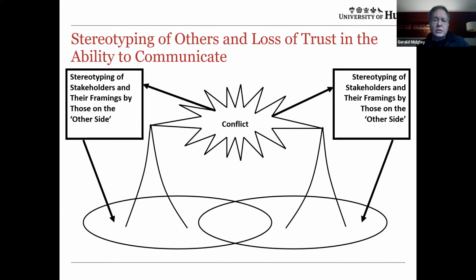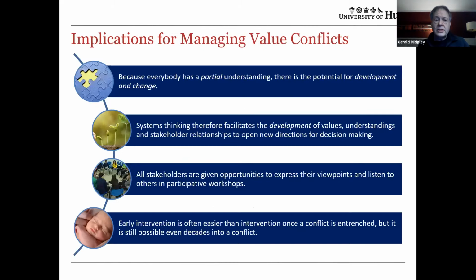And like all models, of course, a model is a simplification. So it's possible that this kind of single conflict between two parties might intersect with other conflicts. So the reality can be a lot more complex than one single conflict, but it's useful to visualize it like this. Now, once we see it like this, you can begin to think about some of the implications for managing value conflict.